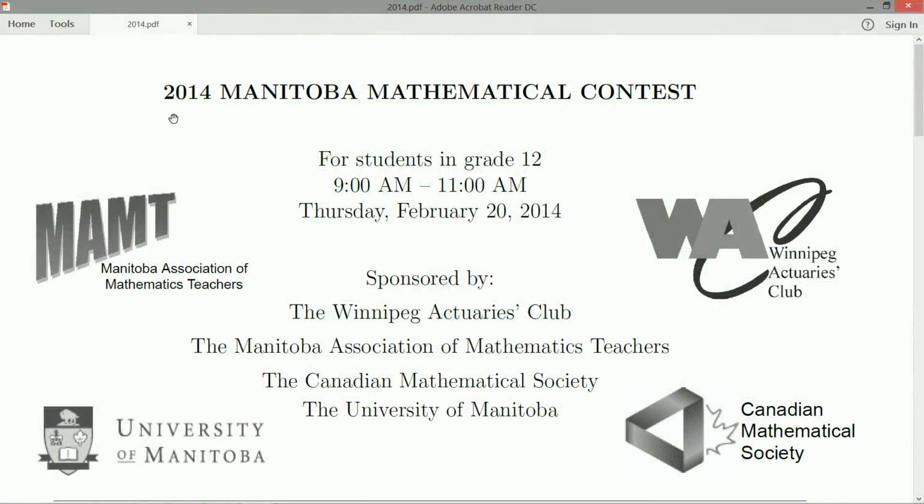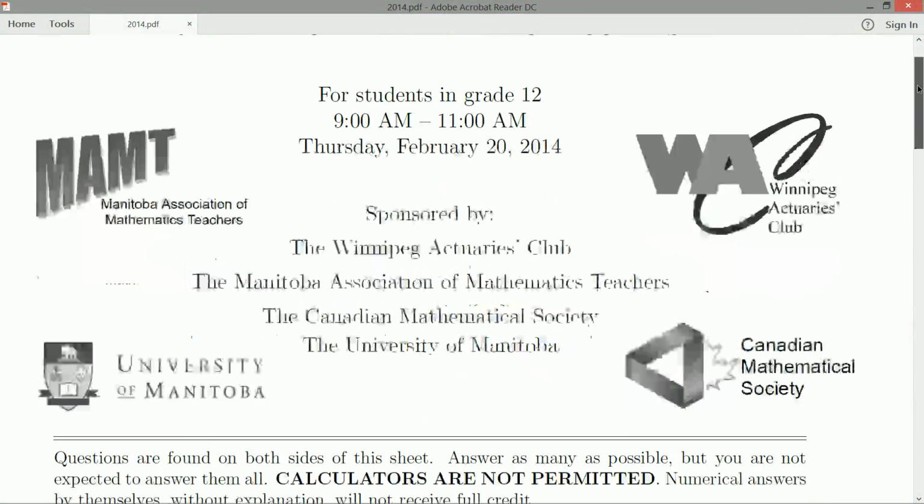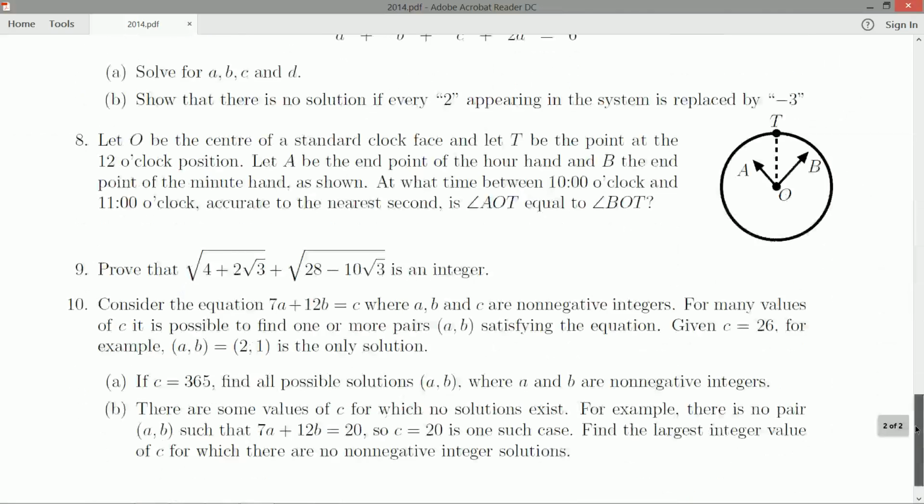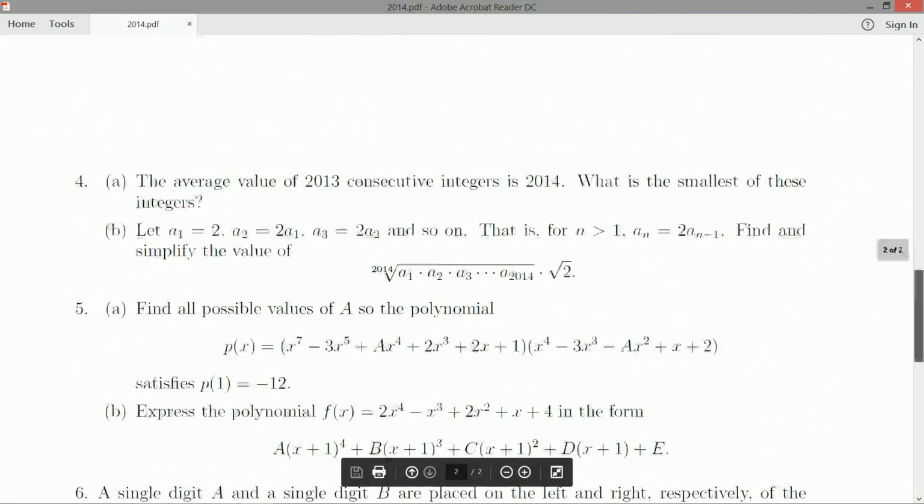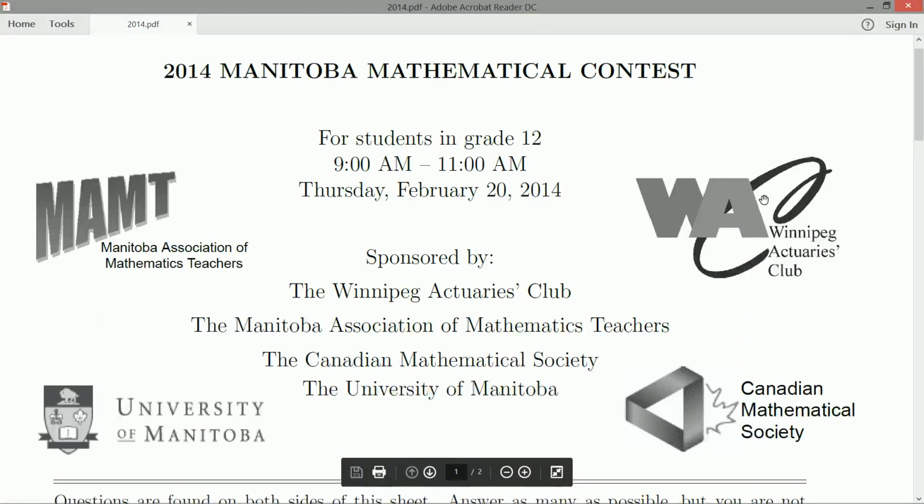This time we'll be looking at the 2014 Manitoba Math Contest, or MMC. And like all the past ones and all the future ones that I'll end up doing, we've got 10 questions on this contest aimed at the grade 12 level.